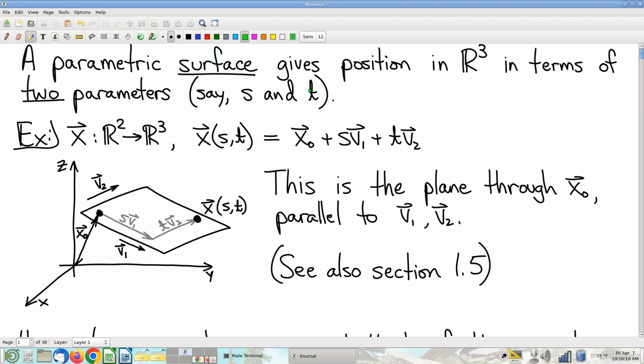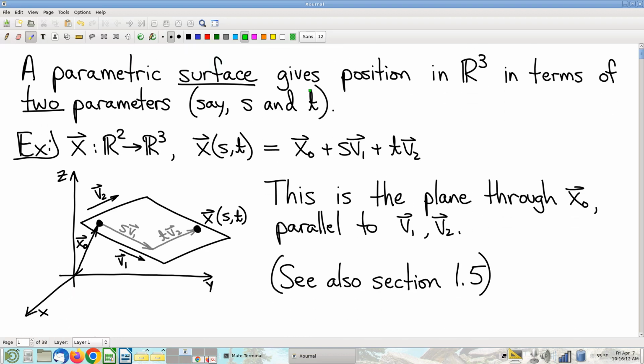Okay, so here's the good news. Parameterizing surfaces is really pretty much a lot like parameterizing curves. When you parameterize a curve, position is a function of one parameter, typically t, not that it matters. Parameterizing a surface, you have position in terms of 2 parameters. That's all there is to it, pretty much. In fact, we've seen one of these before.